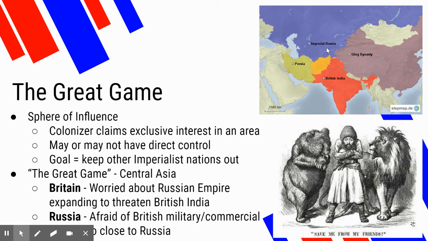it is surrounded by a large amount of very powerful empires. Persia's kind of falling apart at this point, but still powerful. Obviously, Russia, very powerful, British India, and the Qing dynasty over in China. And the British want to keep Imperial Russia away from India, and Imperial Russia wants to keep the British away from their homeland. So they both want to control Afghanistan as kind of like a buffer between their two states.